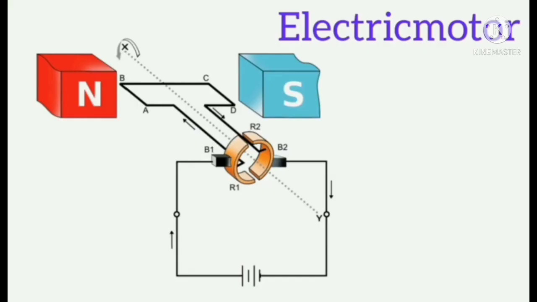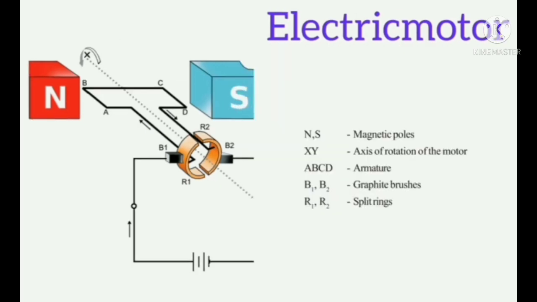Next we discuss the topic electric motor. This is based on the motor principle. It is the picture of this. It is an examination question to identify the parts of the electric motor and answer the questions. North, south are magnetic poles, X, Y axis of rotation of the motor, ABCD armature, B1, B2 graphite brushes, R1, R2 split rings. Then a battery is connected.